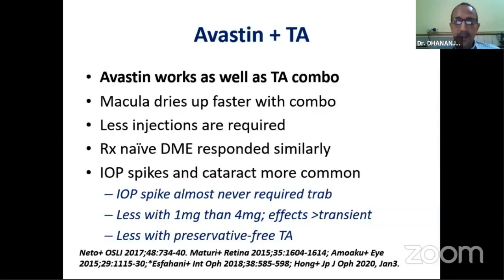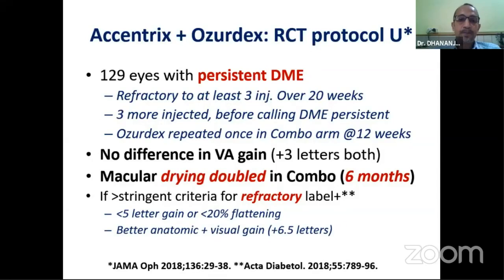The IOP spikes and cataract. Now, IOP spikes never require trab. They are less with 1 mg than 4 mg. Most of us now use 2 mg triamcinolone when we use a combination. And they are even less with preservative-free triamcinolone, with which we do not have a study so far.